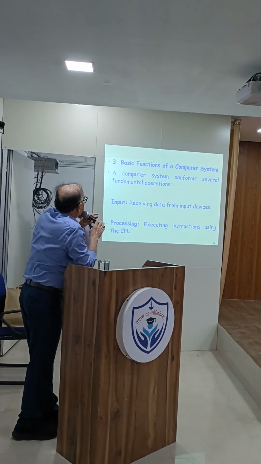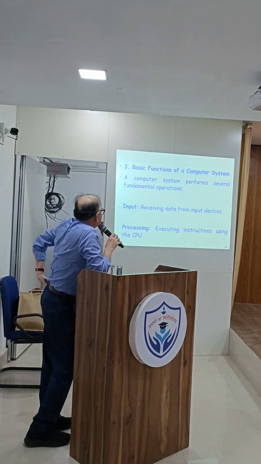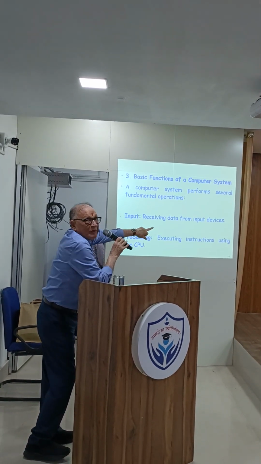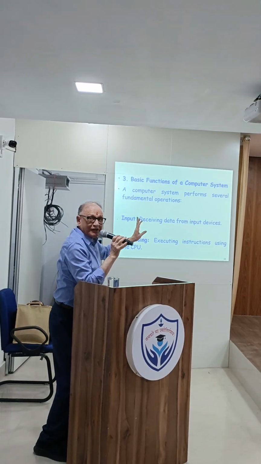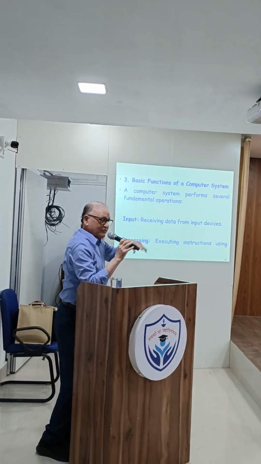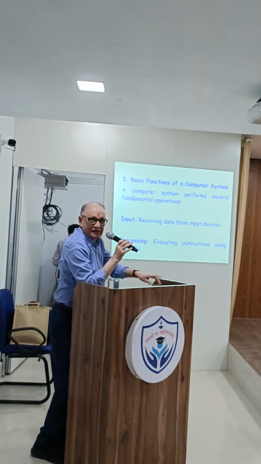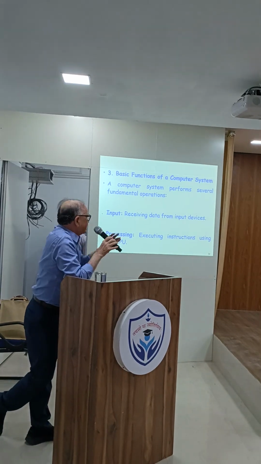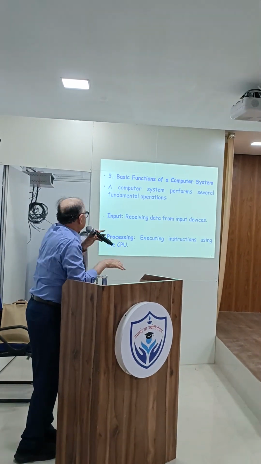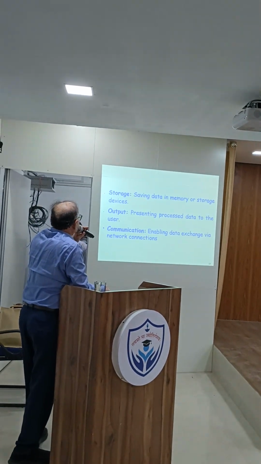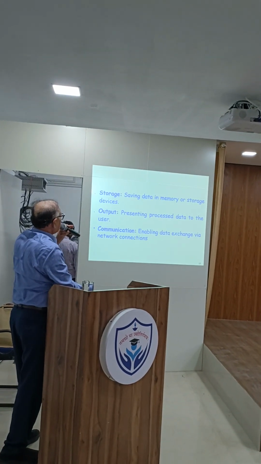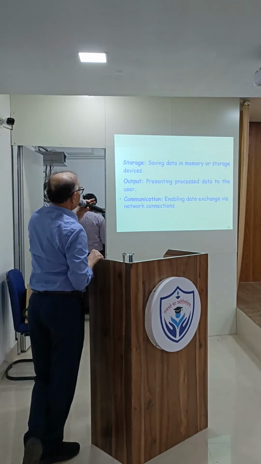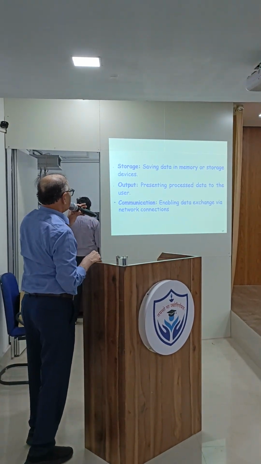A computer system performs several fundamental operations. That is input. Input means receiving data from devices. That means your data is coming either keyed by keyboard or direct. And you execute instructions by the CPU. Next one. Then storage. Saving data in memory, storage devices. Then output, presenting processed data to the user.